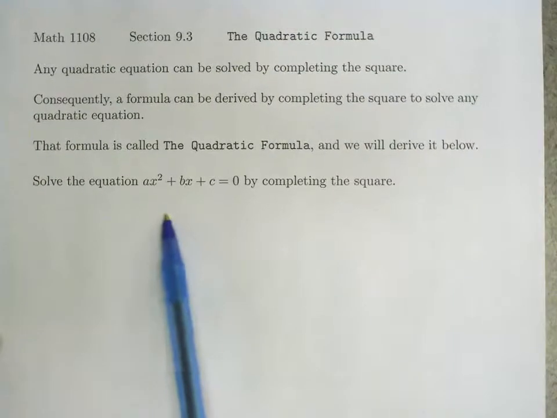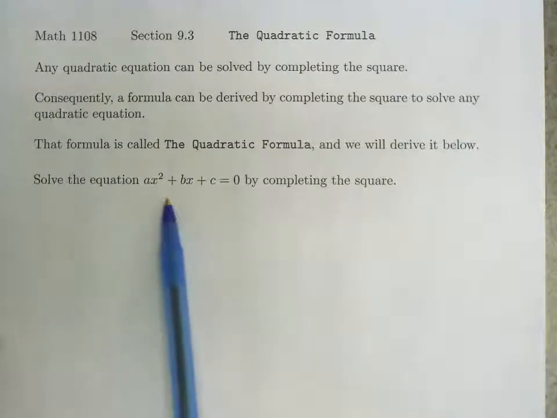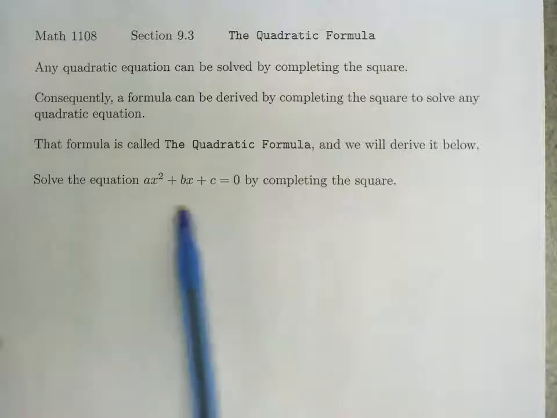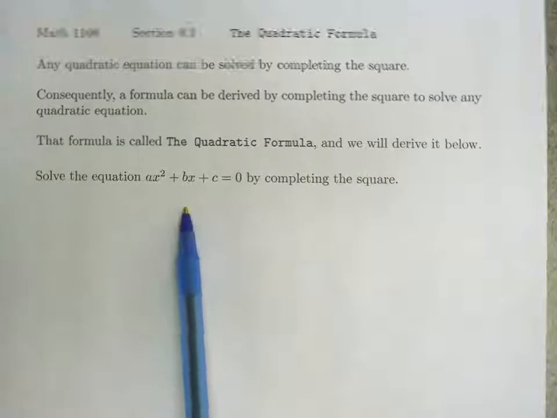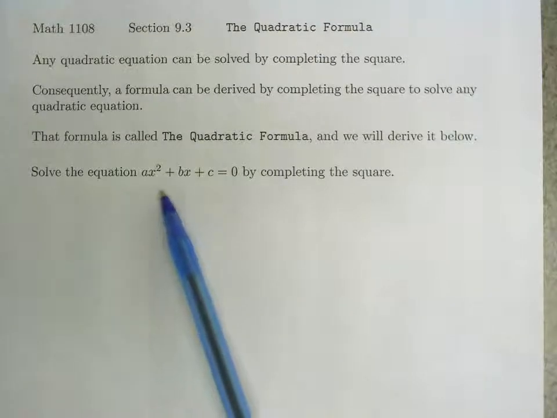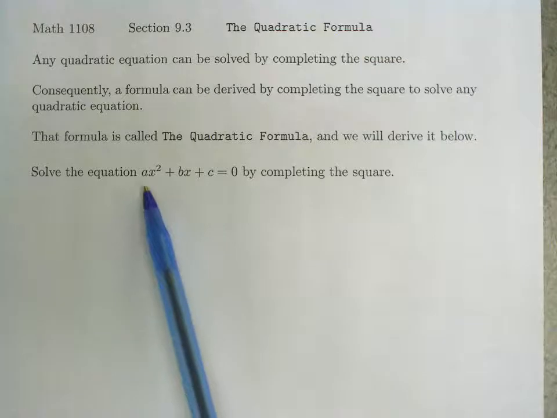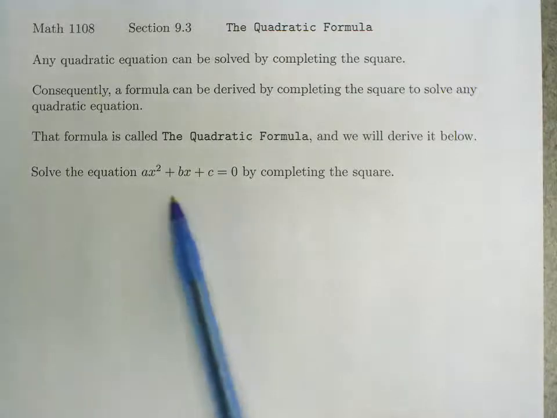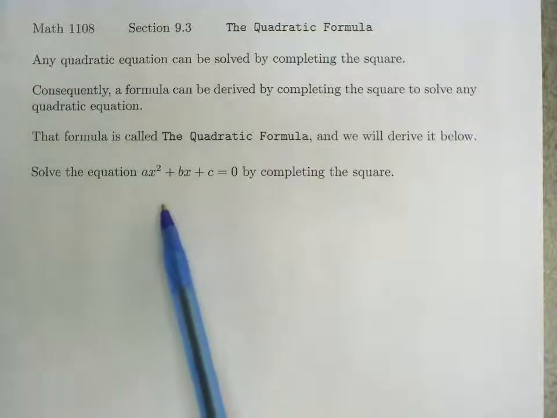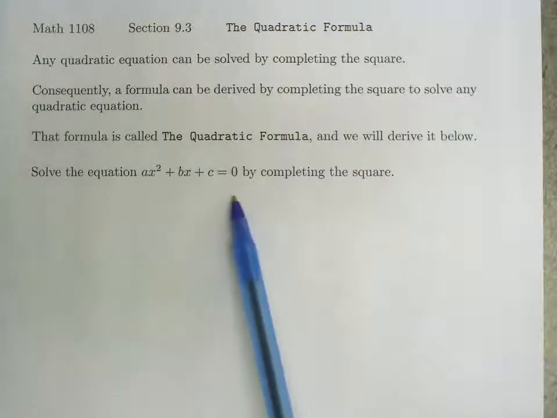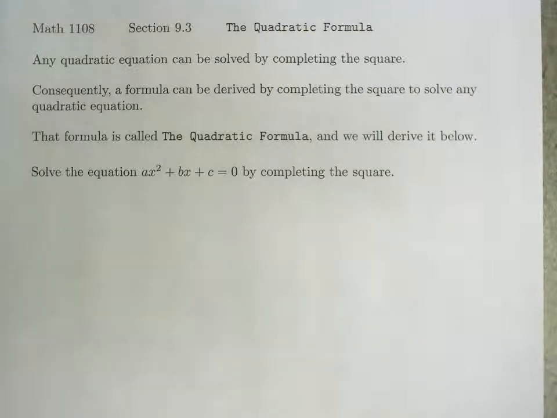So we begin with a quadratic equation in standard form. And this represents every quadratic equation that can possibly exist, because A, B, and C just represent real numbers, and the only restriction is that A can't be 0. Okay, so we'll just go through the same process that we did in the previous examples to solve this equation for x by completing the square.